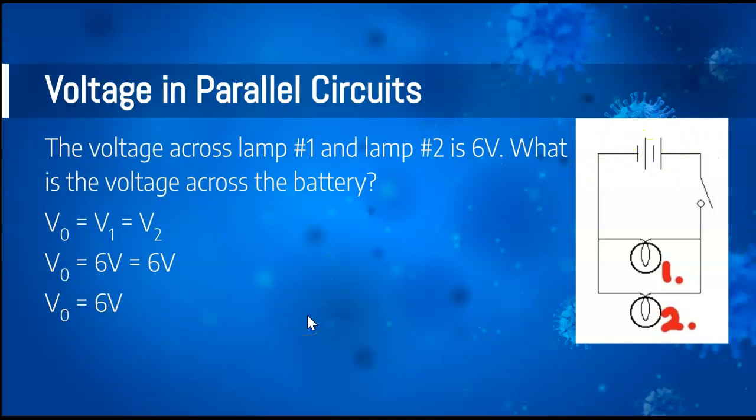Now, this may lead to a couple of questions for you. Number one might be, well, what happens if each of these lamps isn't identical? What happens if they are two different lamps? Well, that's not going to matter. It doesn't matter what that lamp looks like or is made of, it is going to have to use up 6 volts of energy. And this is where people sometimes have trouble with changing light bulbs in circuits.